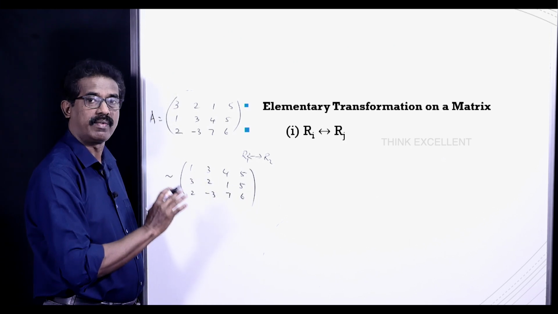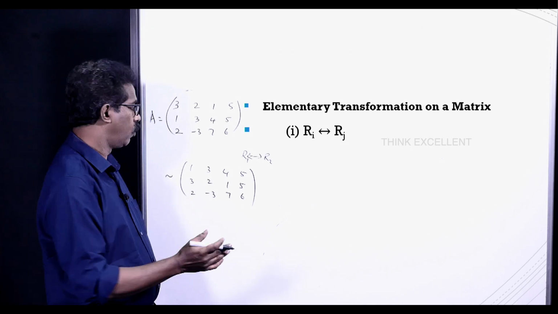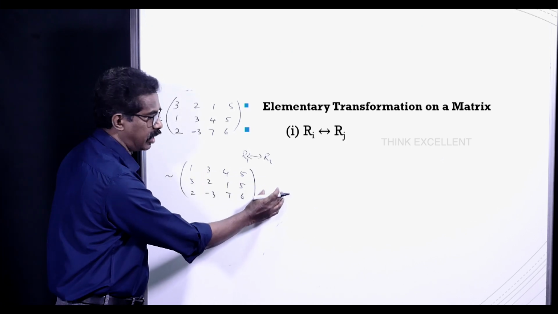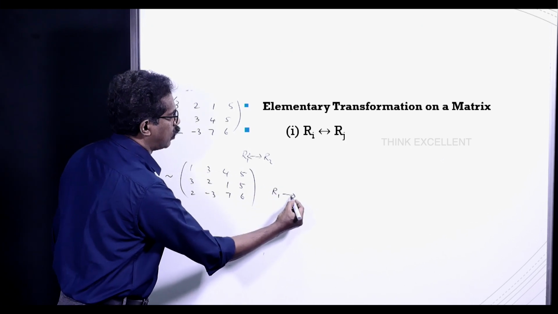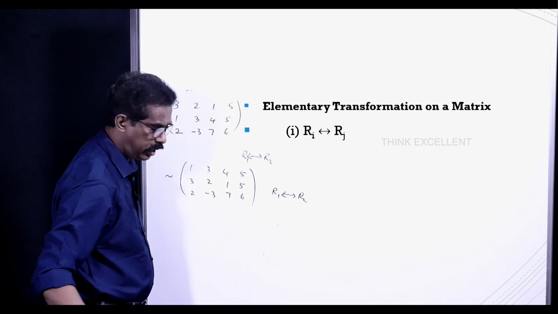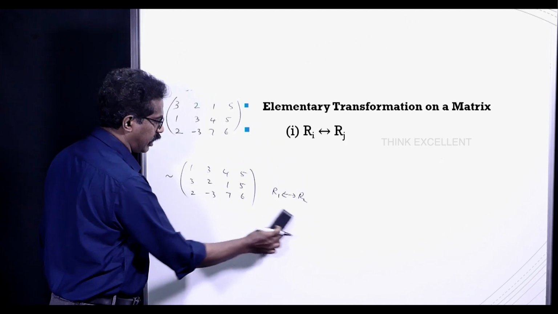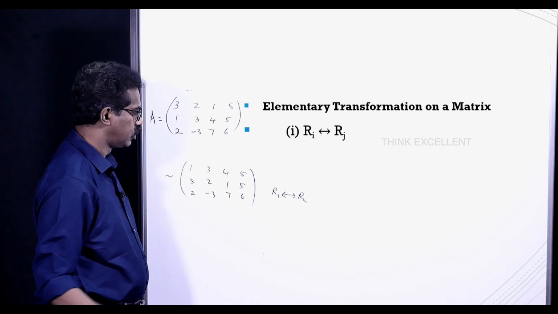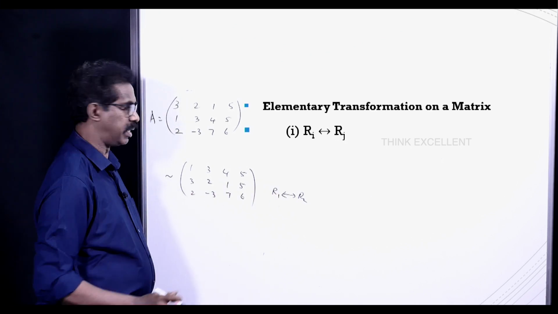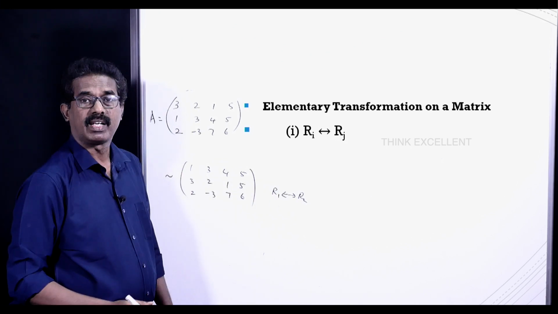Okay, hope you understood the first transformation. Whatever change you make, you have to write it here. So we are interchanging R1 and R2. Adjacent to that, you have to write it. In 11th standard also you did that, right? Whatever change you make, you have to mention. So this is the first transformation.